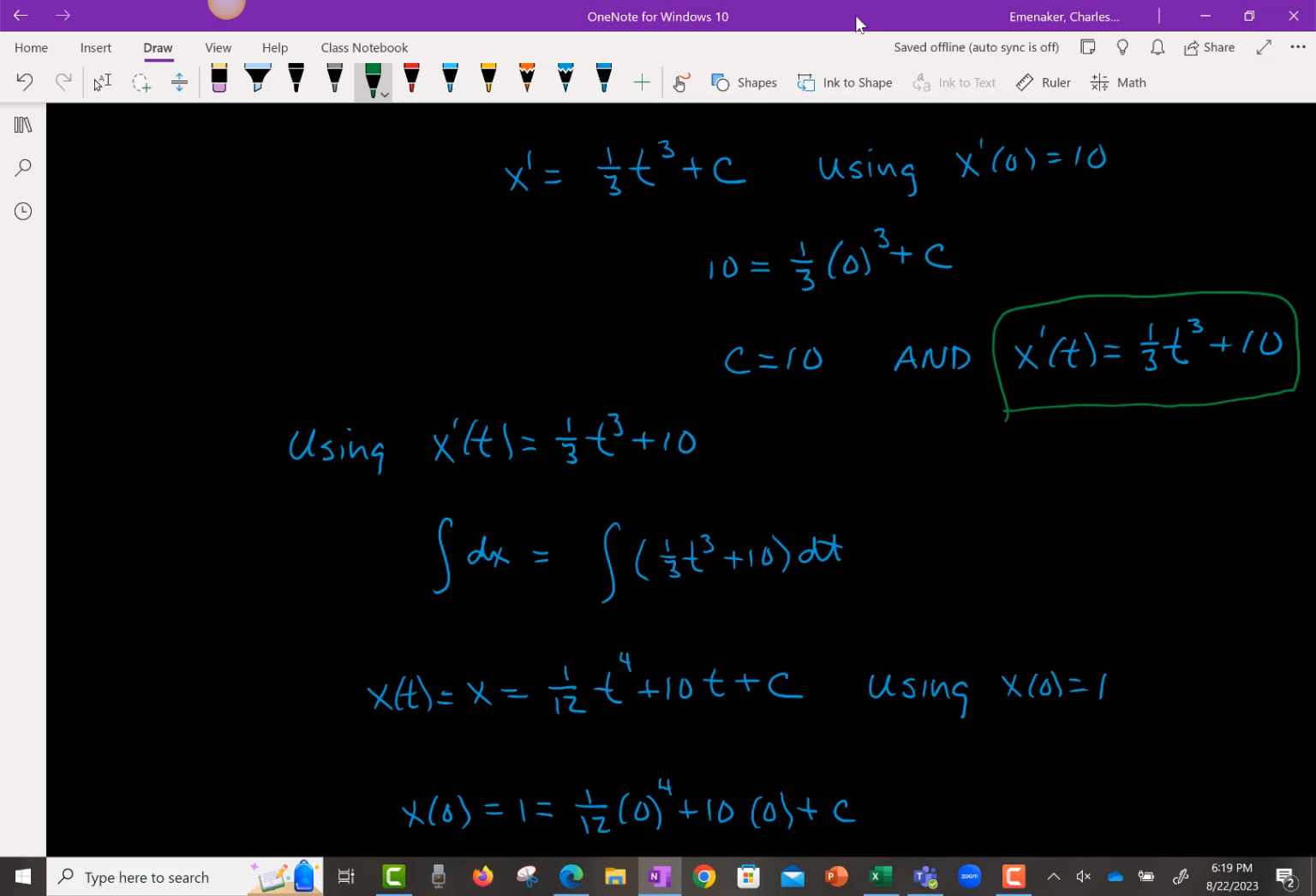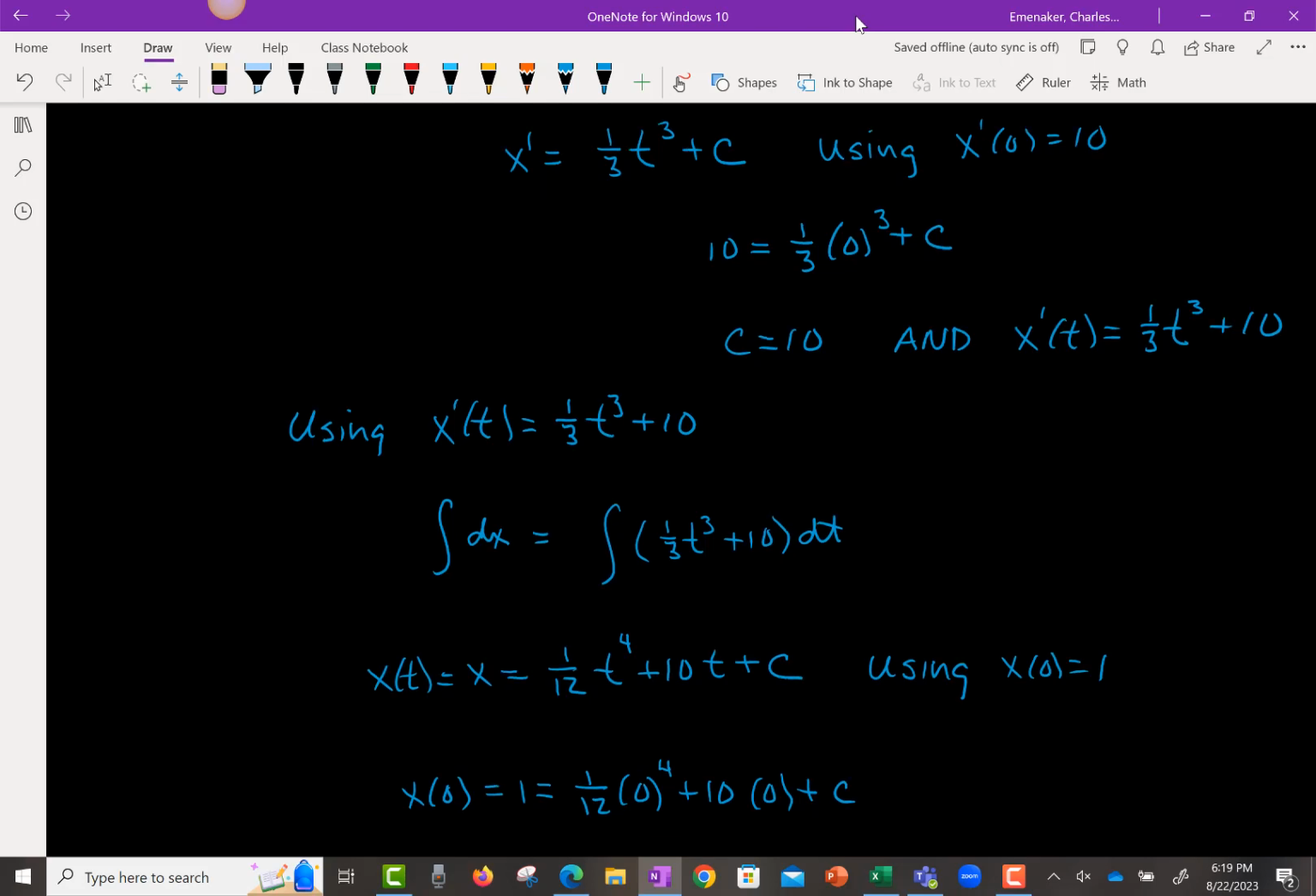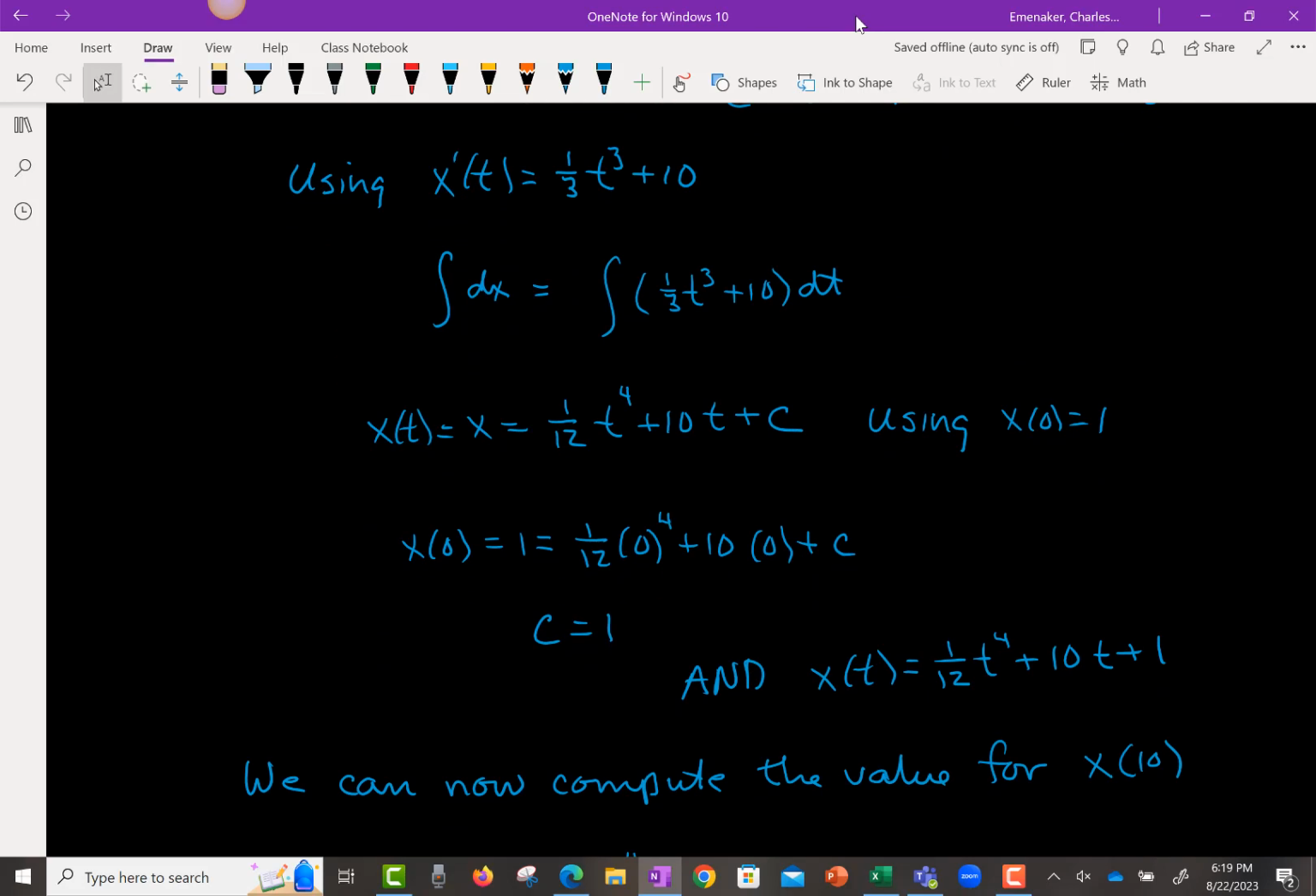Now, I now have a velocity equation, and from that, I want to determine distance or position. So what I'm going to do is I'm going to once again apply the antiderivative to both sides. And what this will give me then on the left side is I'm going to have my x of t, which simplifies to just be x, equals. When we apply the antiderivative to this, we're going to increase the power by 1 and then multiply by 1/4, which is going to give a 1/12 t to the fourth plus 10t plus c.